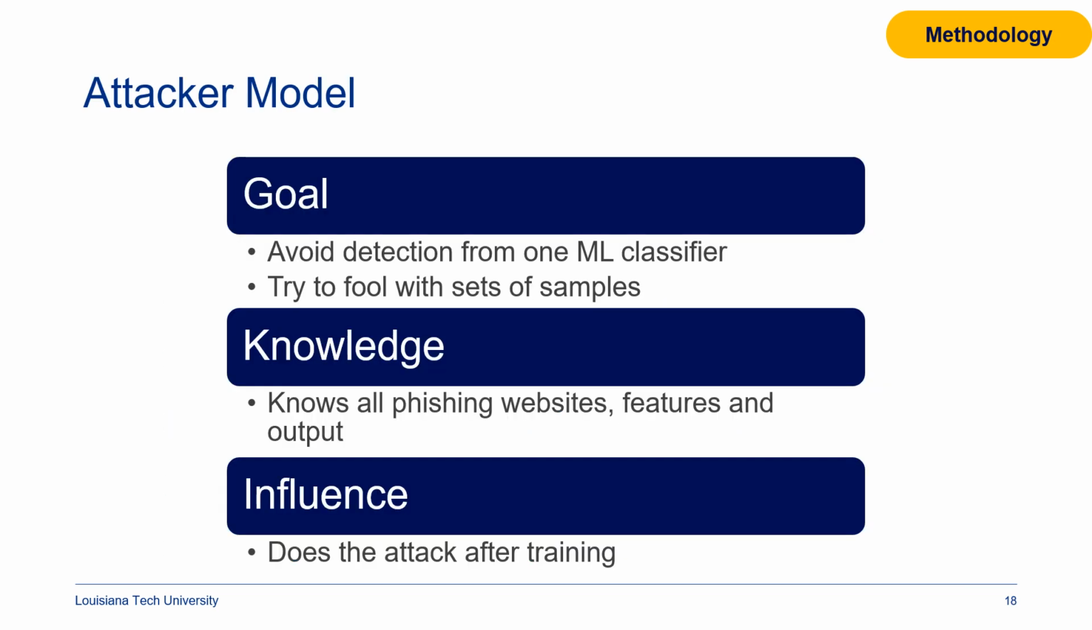We're defining our attacker with a goal of avoiding detection from one machine learning classifier, that is, the online SVM or the adversarial aware online SVM. It tries to fool it with a set of samples. It knows all phishing websites, features, and outputs, and does the attack after the model has been trained.